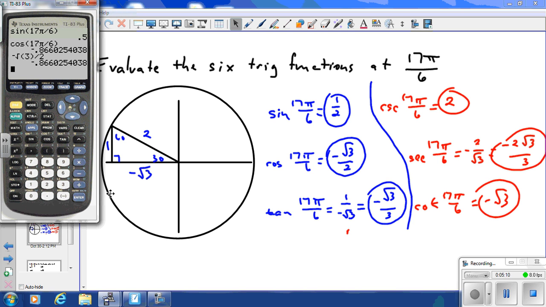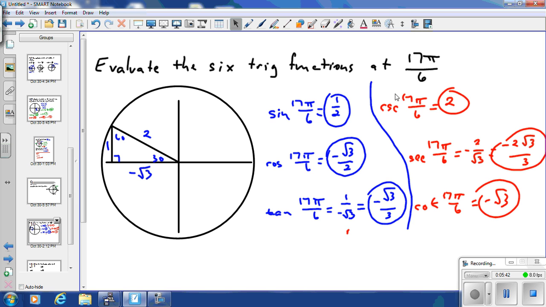And the tangent, I could do the same thing there. But let me go over here and show you how to type in the cosecant. Cosecant is 1 over sine. So in our calculator, we'll type in 1 divided by the sine of 17 pi over 6. I get 2. And you can type in this one as 1 divided by the cosine of this. You can type this one in as 1 divided by the tangent.